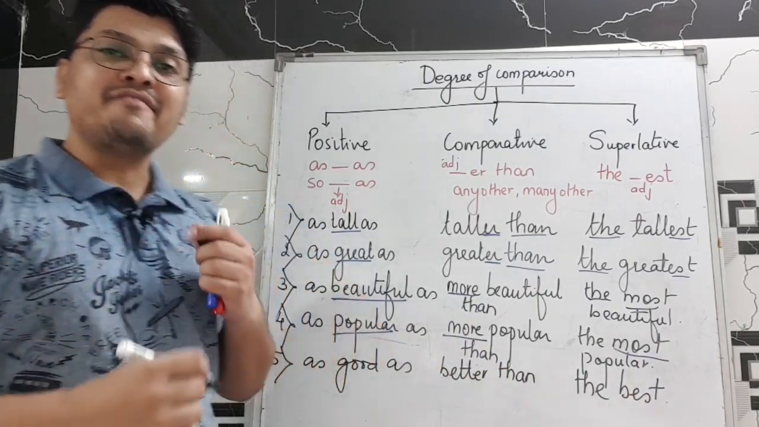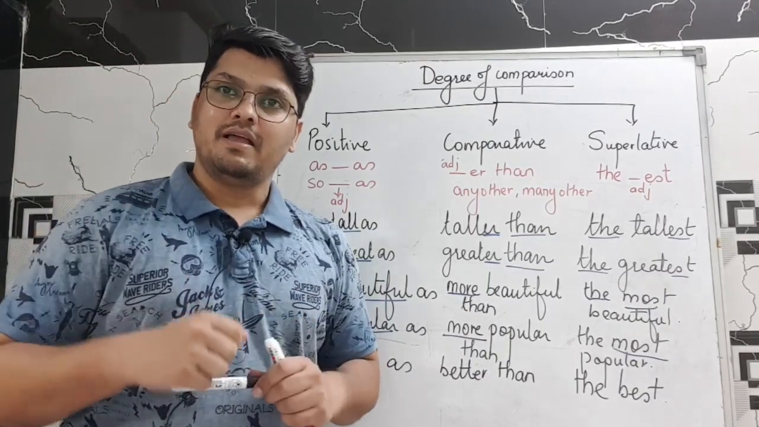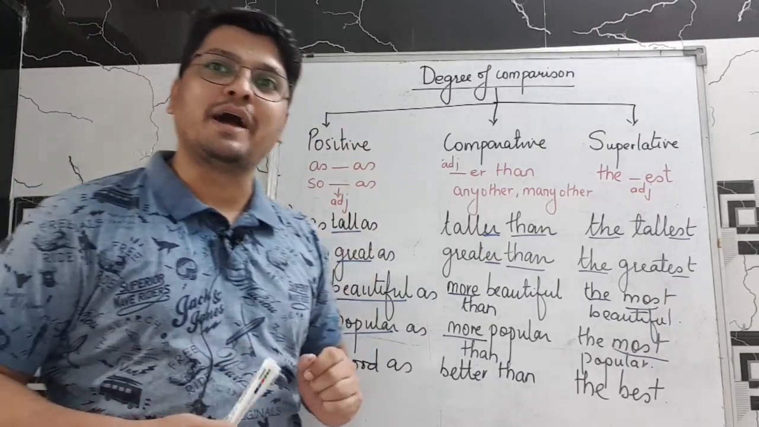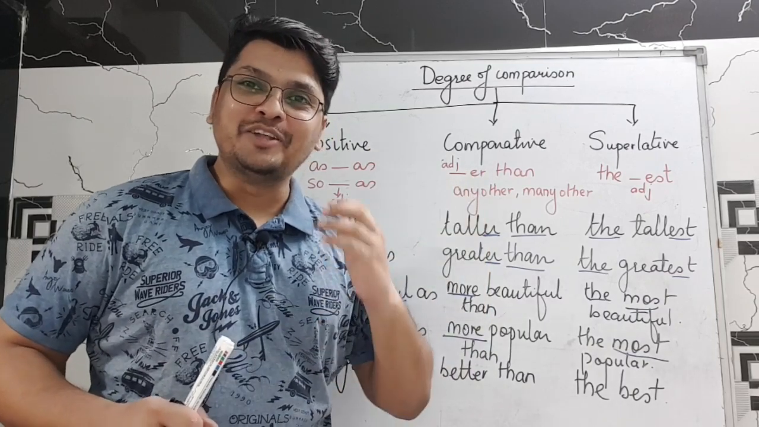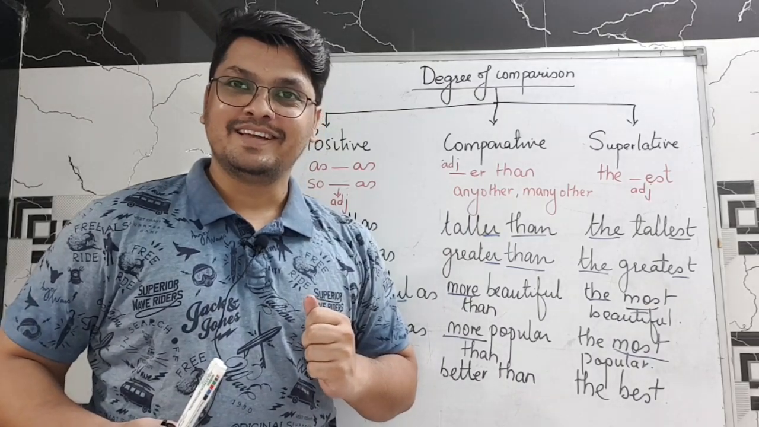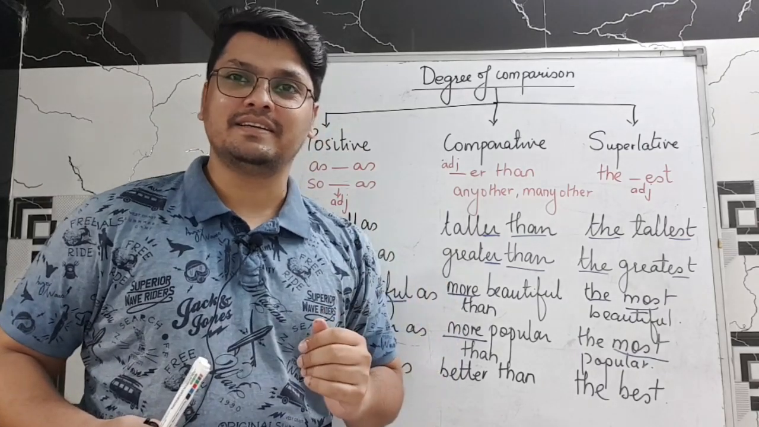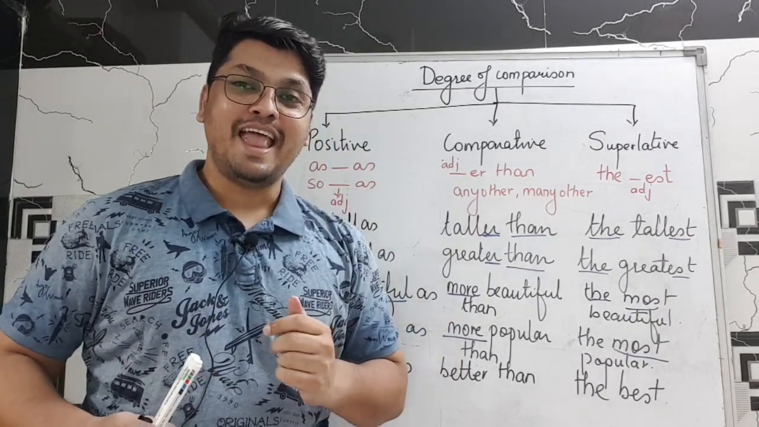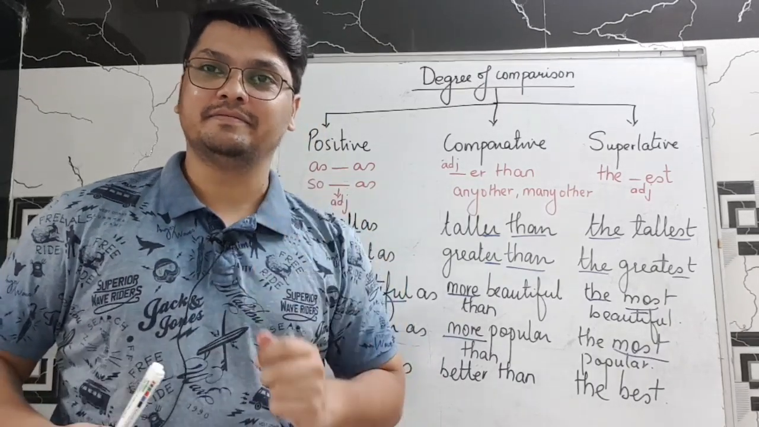So students, we have many more such adjectives like bad. As bad as, here it will become what? It will become worse than. In superlative it will become the worst. Take another, little, as little as. In comparative it will become less than, and in superlative it will become the least.